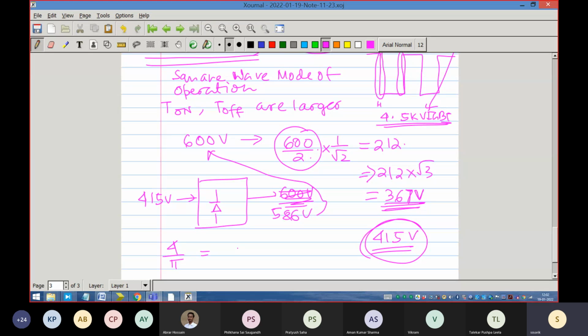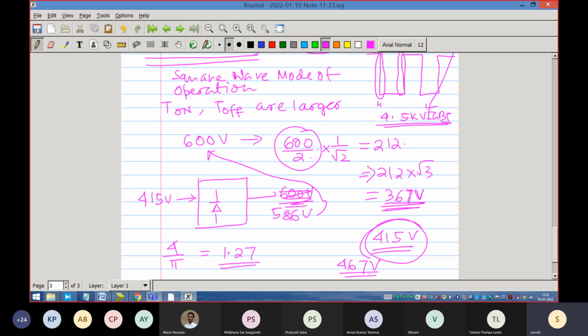4 divided by 5. So that is how much? 1.27. So 27% extra voltage you are getting in the fundamental sense is a big temptation. So you would have got 367 into this. So you would have got 467 volts. You would have got this voltage. So that is the temptation people have to fully utilize.